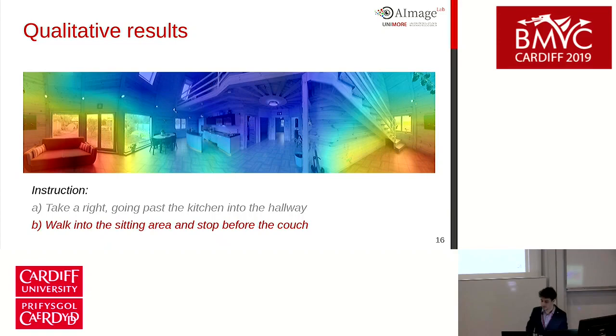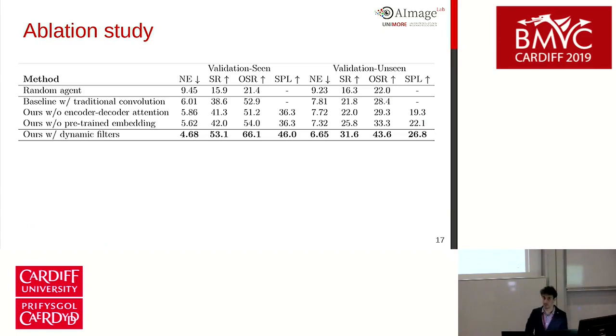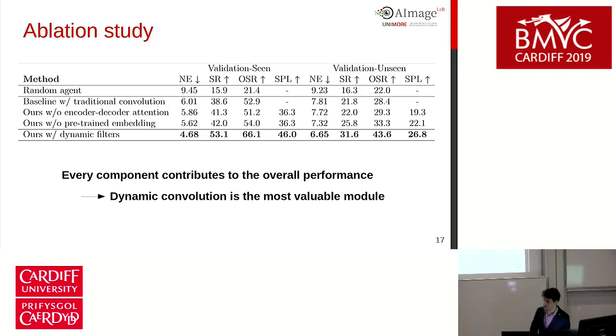In our ablation study, we explore the importance of each of our modules, and we see that all of them are very important for the final results. But of course, dynamic convolution is the most valuable module, as it provides, let's say, 10% of improvement on success rate. And then we have a comparison with the state-of-the-art for low-level action methods.